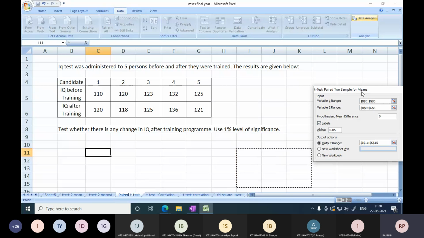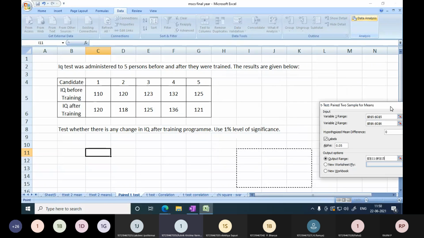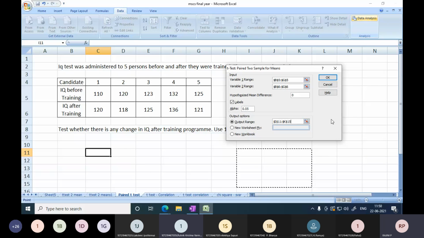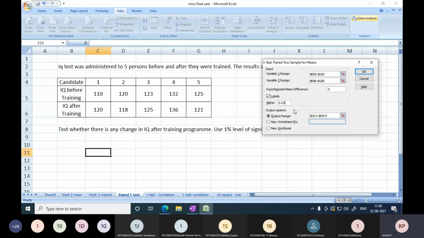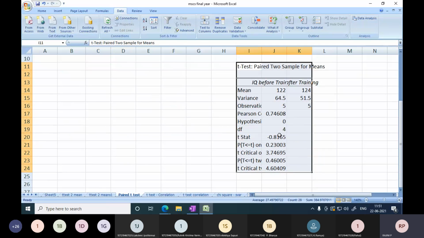Ma'am, alpha is 1%. Where is it? Alpha is 1%. Yes, very good. Thank you, dear. Use 1% level, so 0.01, and then OK. Now this is the data. This is the output. You got it.